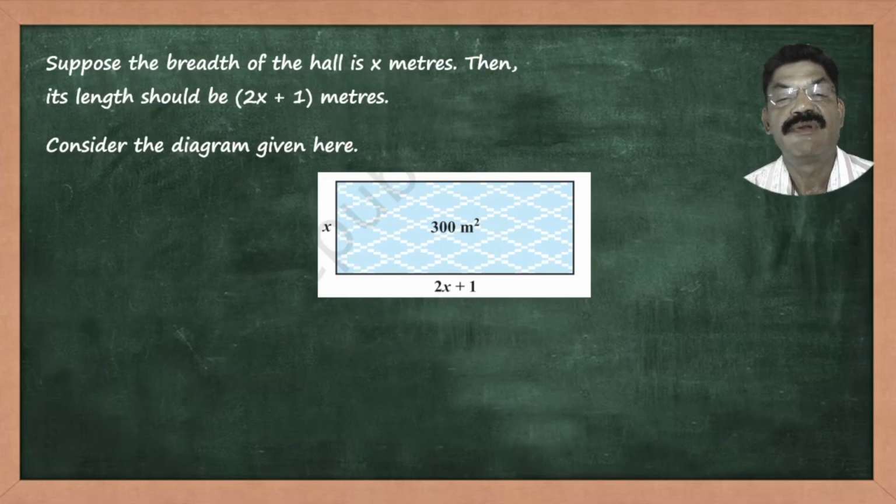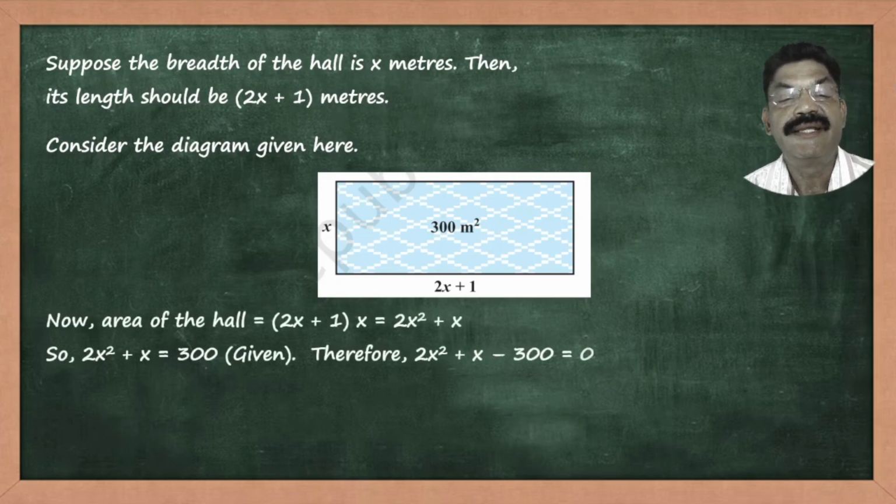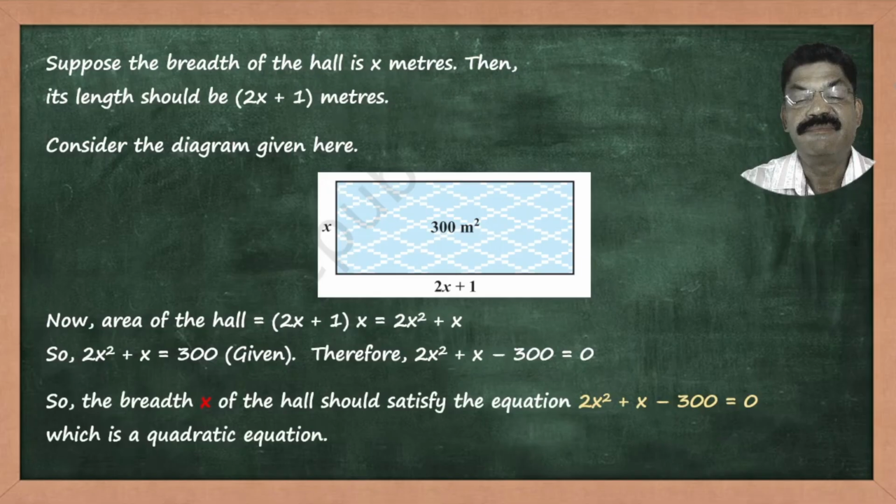We know the formula for a rectangle. Breadth into length is equal to area of the rectangle. Therefore, area of the hall is equal to (2x plus 1) into x, which is equal to 2x squared plus x. We are given it is 300. Therefore, 2x squared plus x is equal to 300, or 2x squared plus x minus 300 is equal to 0. So the problem is represented as a quadratic equation.